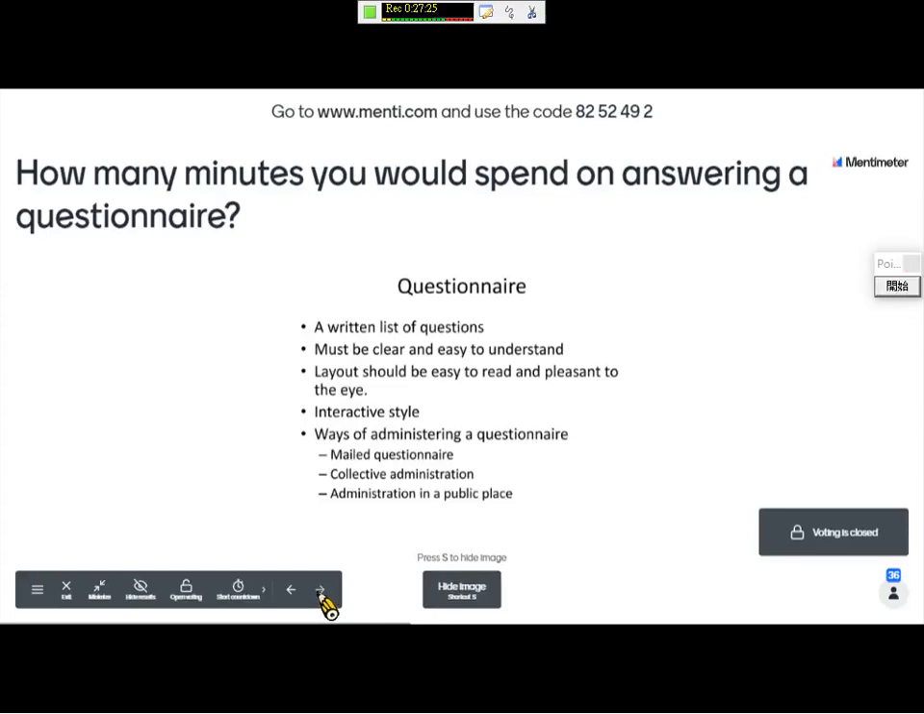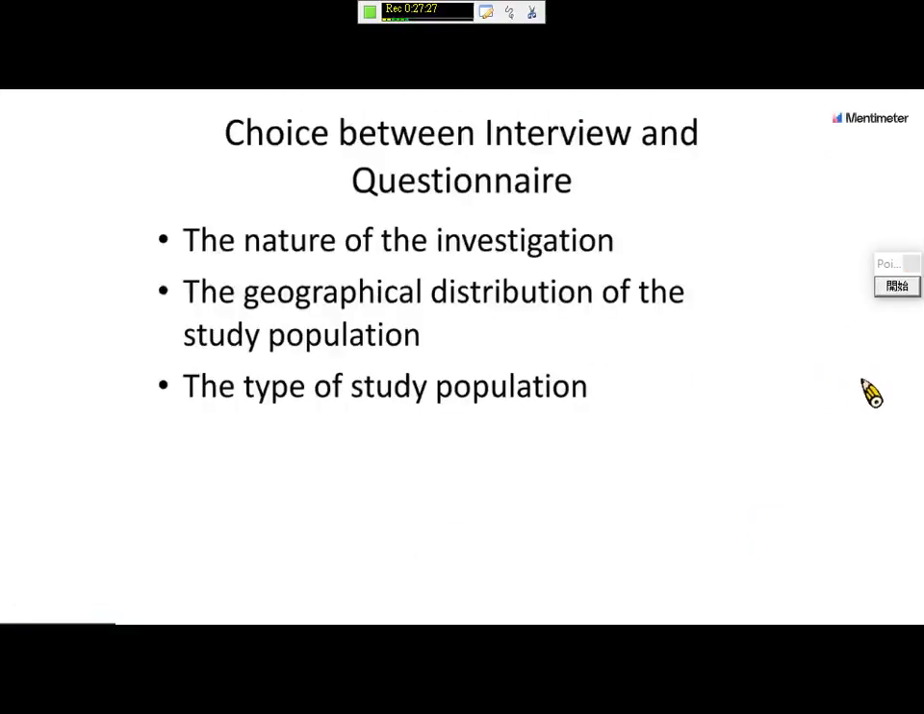Okay, now let's move down. So the choice between interview and a questionnaire. Most of the time you will collect data by interview or questionnaire. It's about the nature of your investigation, whether they are small group sample, small sample, or large sample. Small sample, you go to interview. Large, you go to survey.